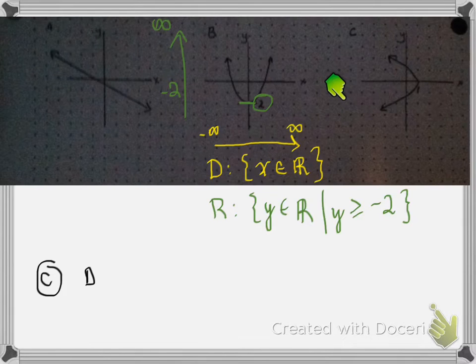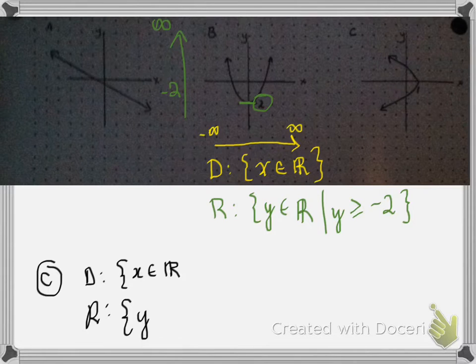We're reading from left to right. Where is it coming from? It's coming from negative infinity all the way up to 1. So that is the domain. So the domain is going to be x belongs to real.